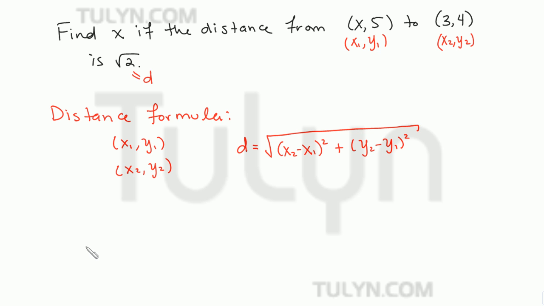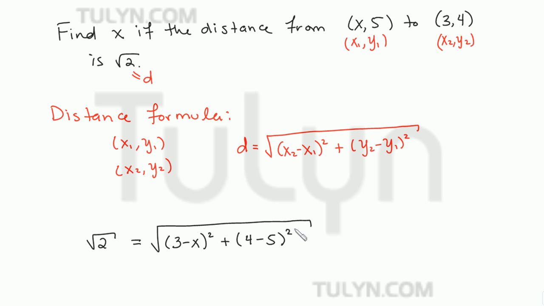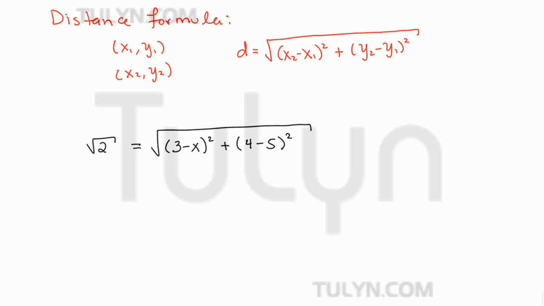So replacing that into the formula, we get that d, which is square root of 2, is equal to the square root of x2 minus x1, so that's 3 minus x squared, plus y2 minus y1, which is 4 minus 5 squared. Okay, and then simplifying the expression on the right, we get 3 minus x squared plus 4 minus 5 is negative 1 squared, which is just positive 1, right?